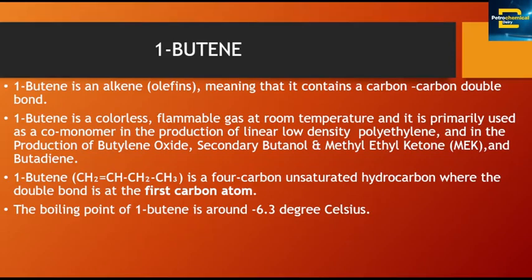What is a co-monomer? A co-monomer is a monomer that is co-polymerized with one or more other monomers. So 1-butene is used as a co-monomer in polyethylene to produce linear low density polyethylene and high density polyethylene, and it is used in making polybutene, and it's also used as an intermediate in producing butadiene.